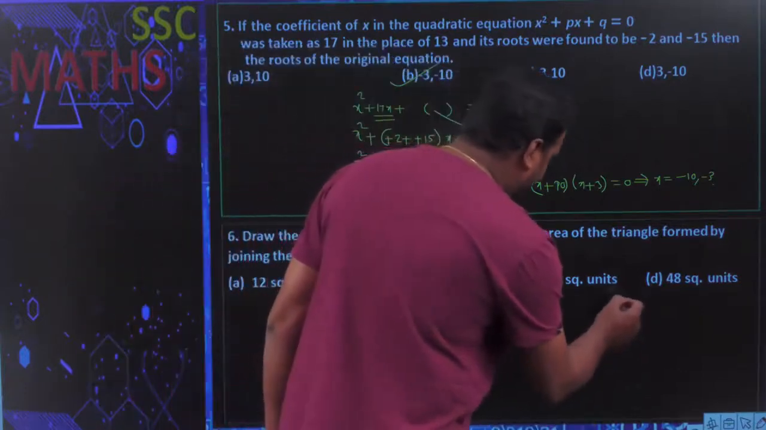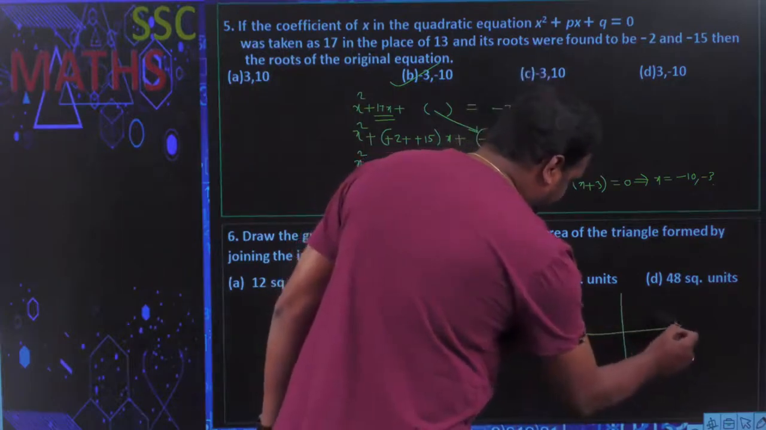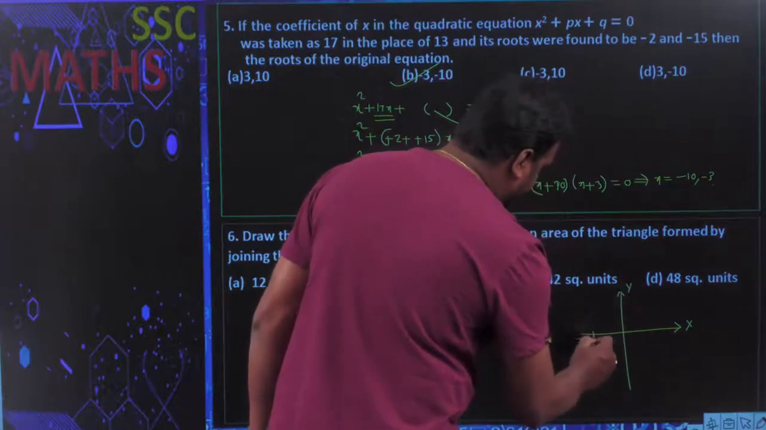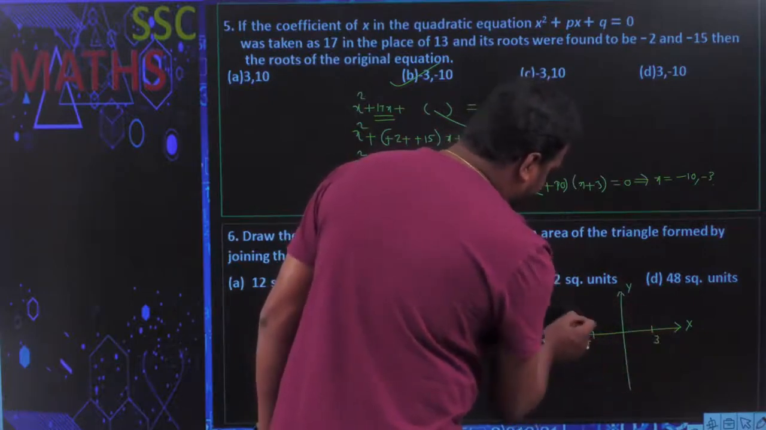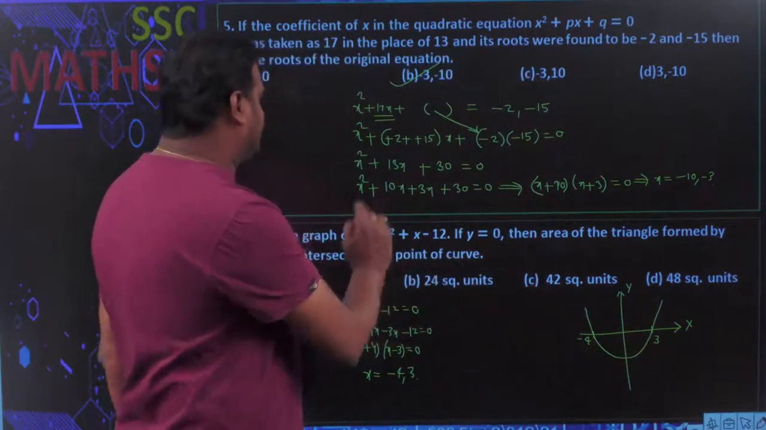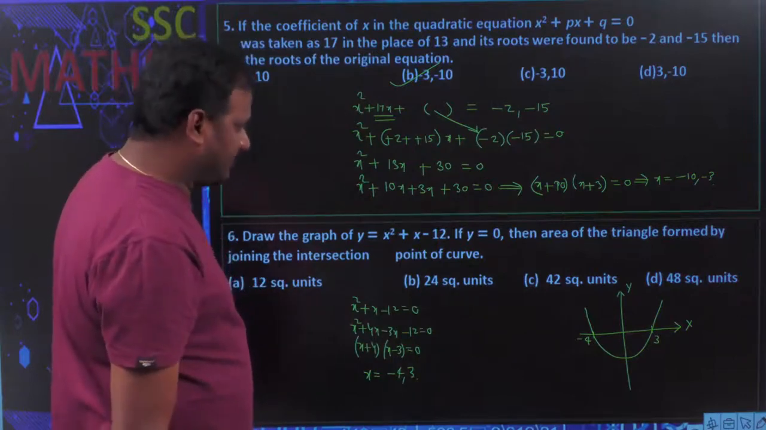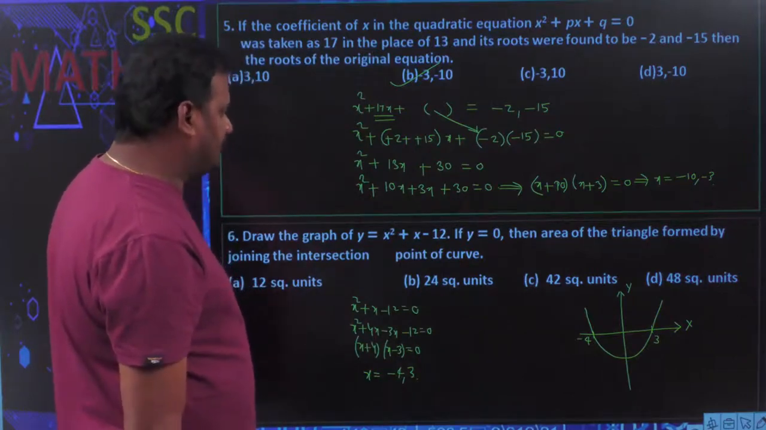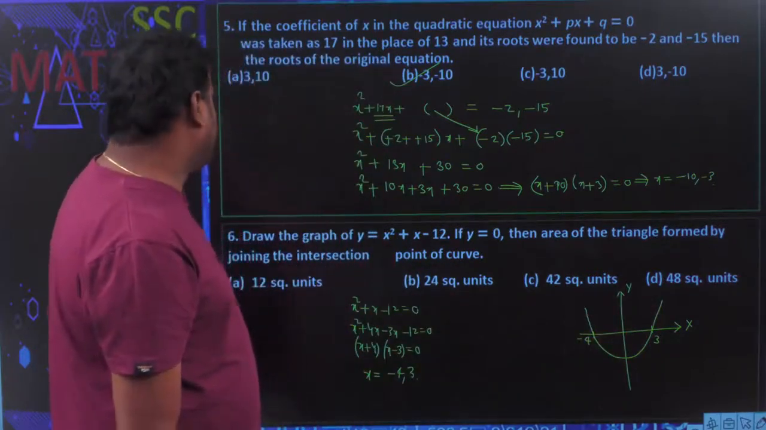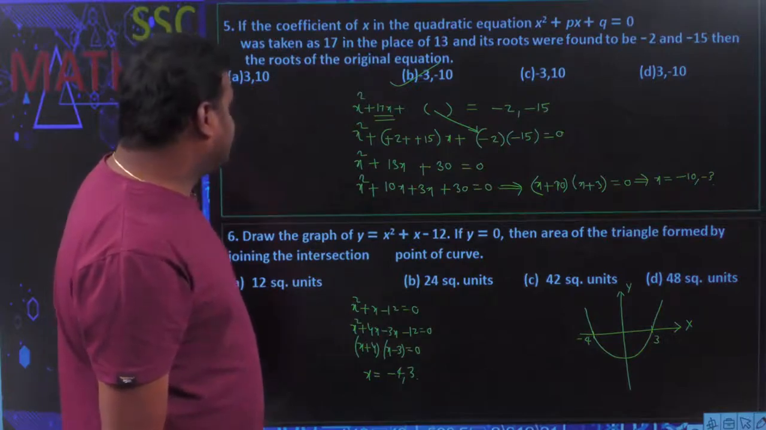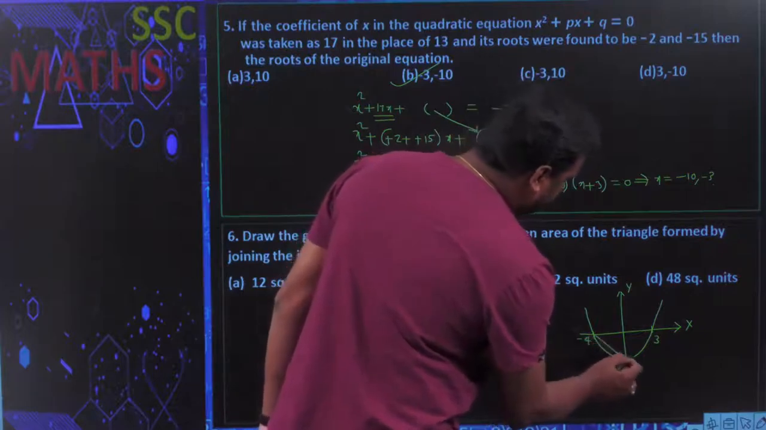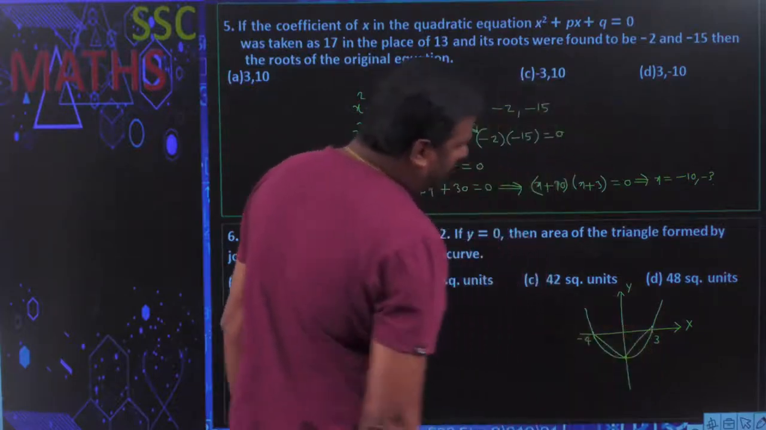So I would just draw the parabola here. This is the x-axis and this is the y-axis. So it is minus 4 and it is 3, for example. Then the parabola would be like this. Okay, that is the curve y is equal to x square plus x minus 12. If y is equal to 0, these are the roots of the equation. Then the area of the triangle formed by joining the intersection points of the curve.